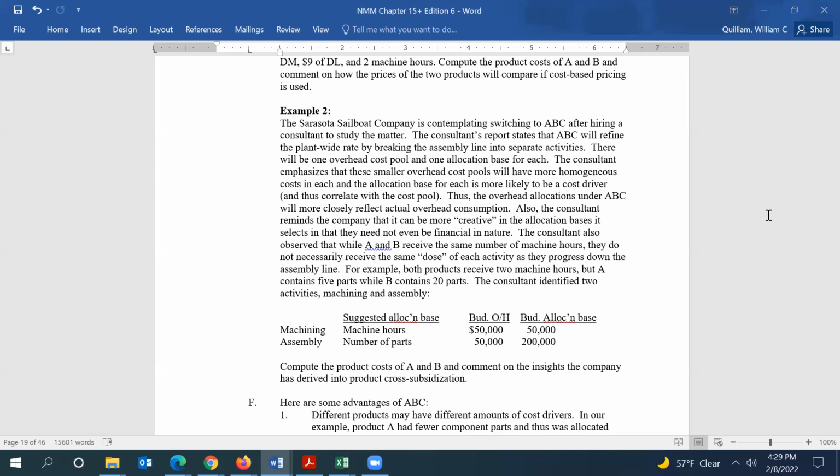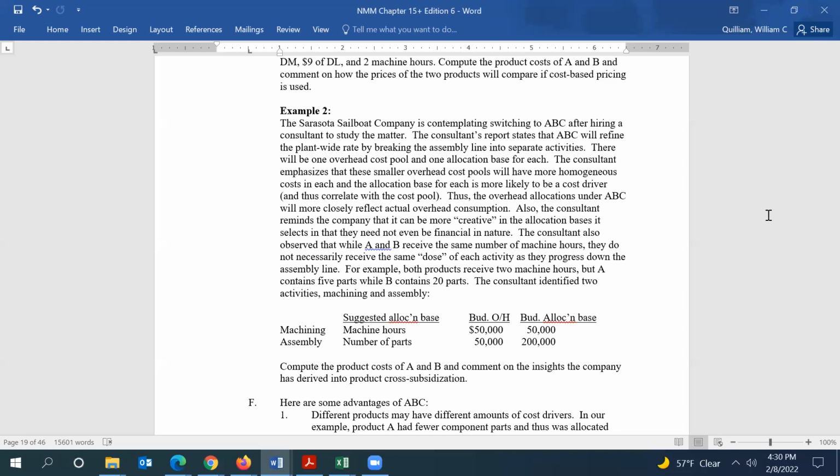Also, the consultant reminds the company that it can be more creative in the allocation basis it selects, and they need not even be financial in nature. So something such as the number of parts is an allocation base. It's not traditional, it's not financial, but we sure can use it. The consultant also observed that while products A and B receive the same number of machine hours, they do not necessarily receive the same dose of each activity as they progress down the assembly line. For example, both products receive 2 machine hours, but A contains 5 parts, while B contains 20 parts. It's going to be more expensive to assemble.